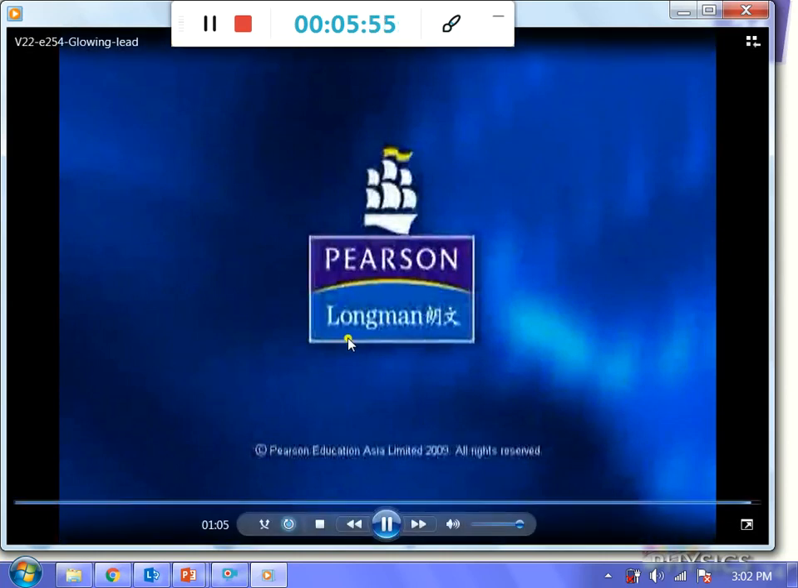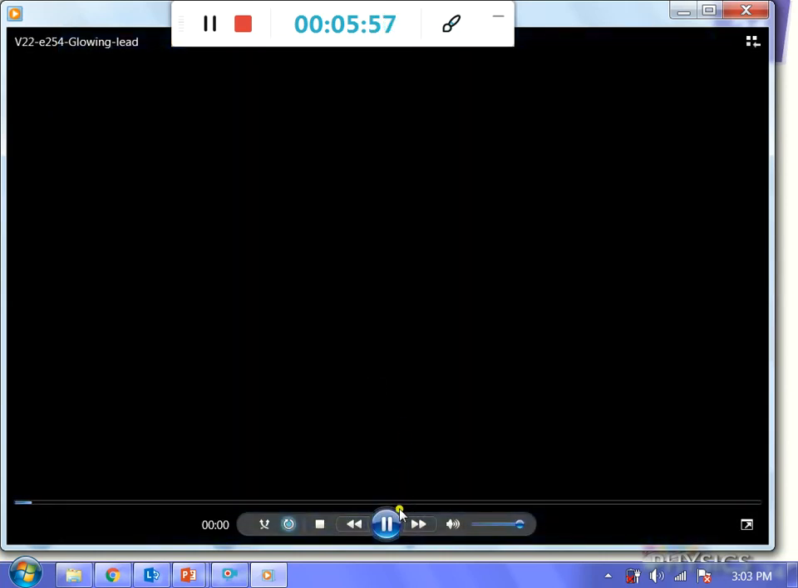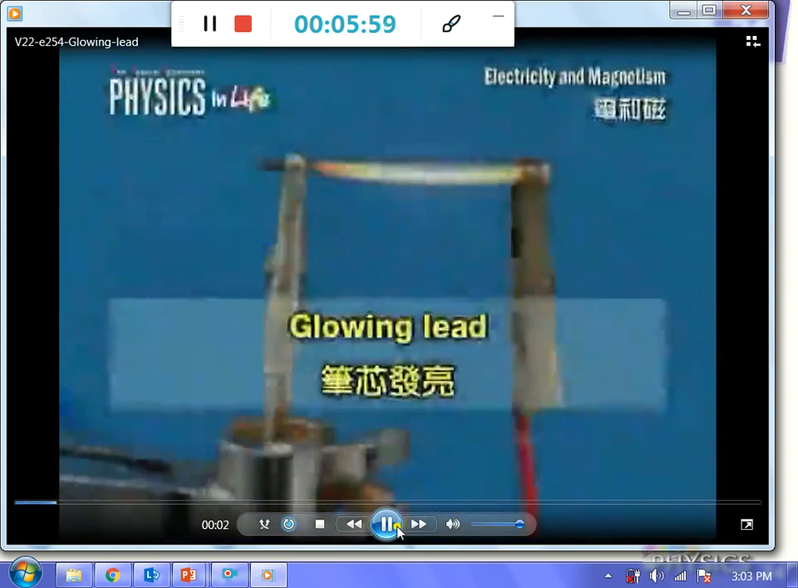Okay, in this experiment, you can find that the current passes through the lead here, then it will give out energy. Because you can see the light coming from it and also the heat coming from it.